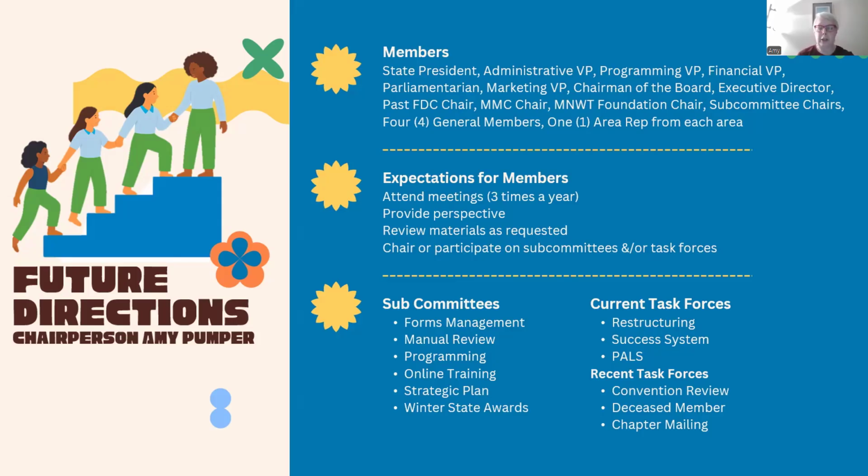The strategic plan ensures that we're all working towards goals set for a 5-year time frame. We are getting close to the end of this 5-year time frame. So in the end of 2027, we will be starting to put together a new 5-year plan. The Winter State Awards is looking at how we recognize those who are submitted but don't win the awards.